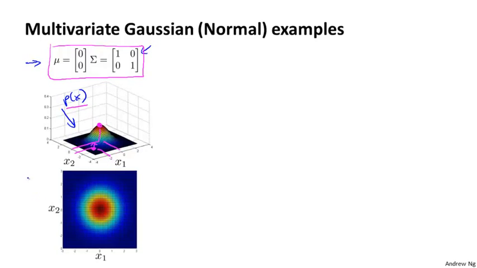Down below is the same thing but plotted using a contour plot instead, using different colors. The intense red in the middle corresponds to the highest values, and then the values decrease, with the yellow being slightly lower values, the cyan being lower values, and the deep blue being the lowest value. So this is really the same figure viewed from the top, using colors instead. With this distribution, you see that it places most of the probability near 0, 0, and as you go away from 0, 0, the probability of x1 and x2 goes down.